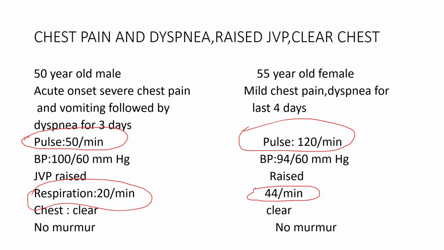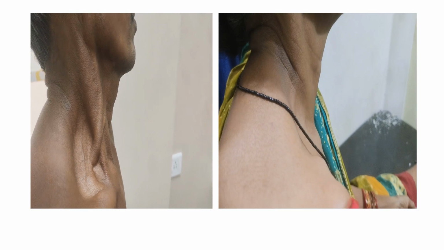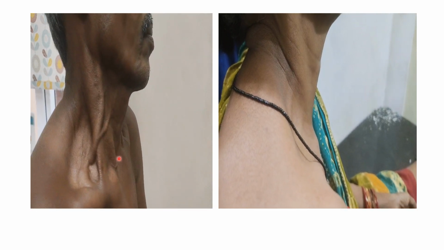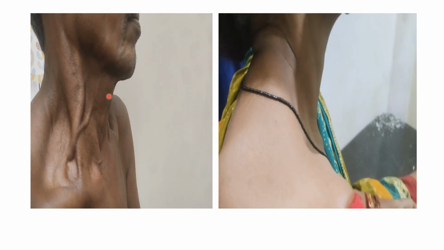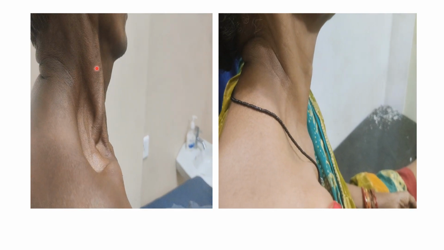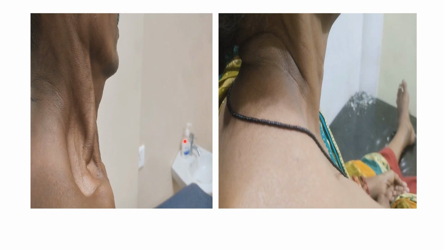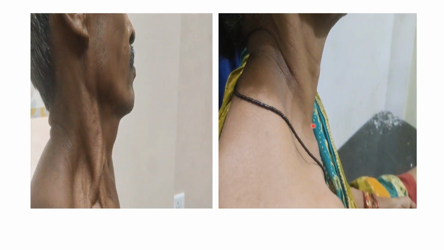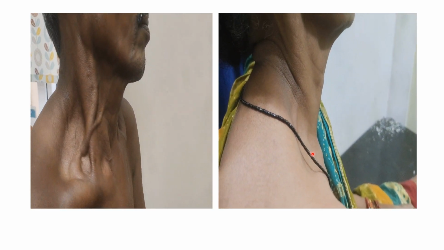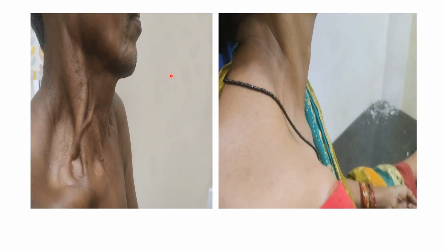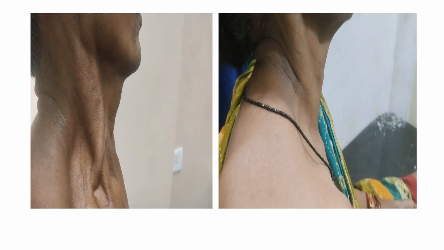While the first patient has a pulse rate of 50 per minute and a respiration rate of 20 per minute, the second has a pulse rate of 120 per minute and a respiration rate of 44 per minute. Clinical examination reveals that the first patient has a raised JVP as evident from the distended external jugular vein that is pulsatile, but he has a normal respiratory rate, whereas the second patient also has a raised JVP, but she is tachypnic and appears to be more unstable than the first.